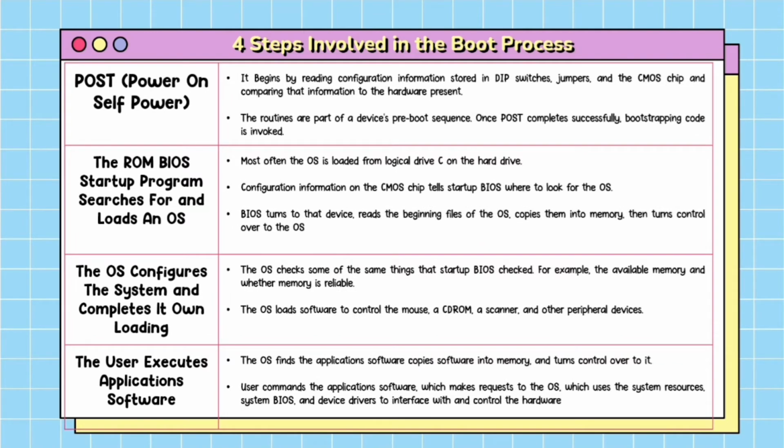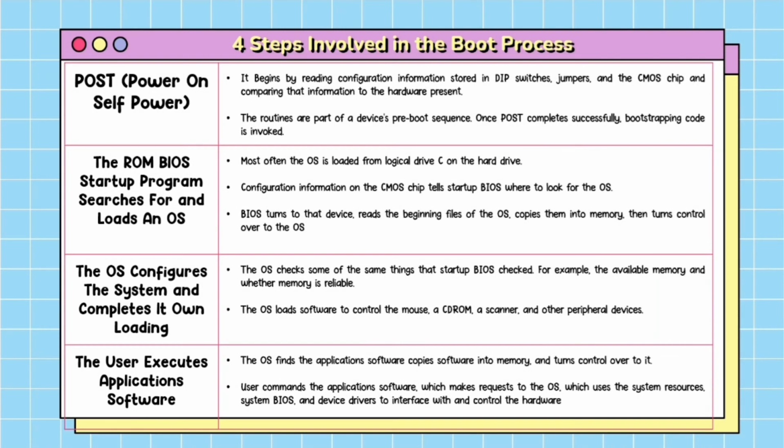Firstly is POST, also known as power on self-test. It begins by reading configuration information stored in the DIP switches, jumpers, and the CMOS chip, and comparing that information to the hardware present. These routines are part of a device pre-boot sequence. Once POST completes successfully, bootstrapping code is invoked.